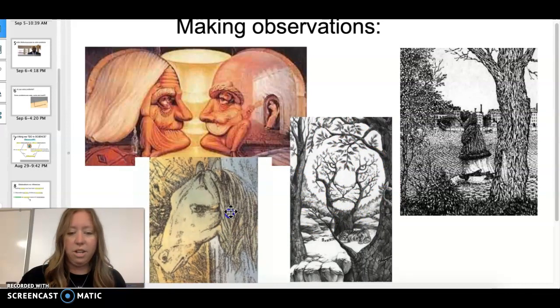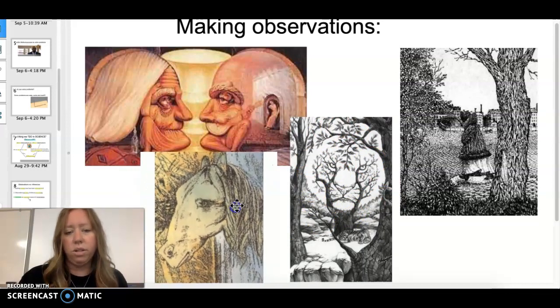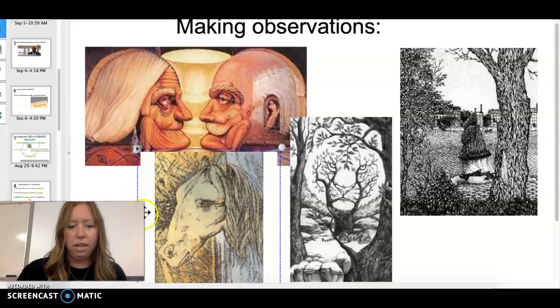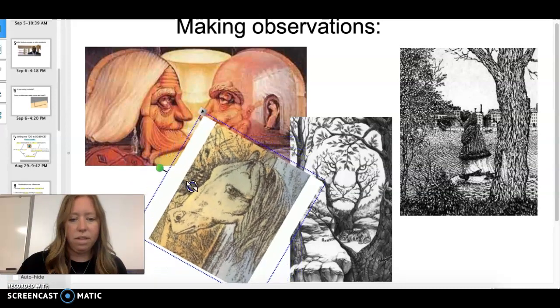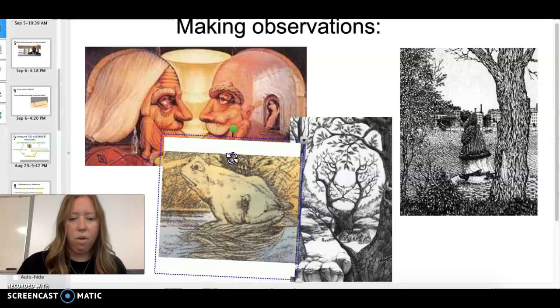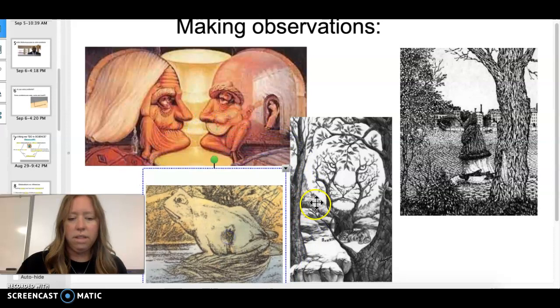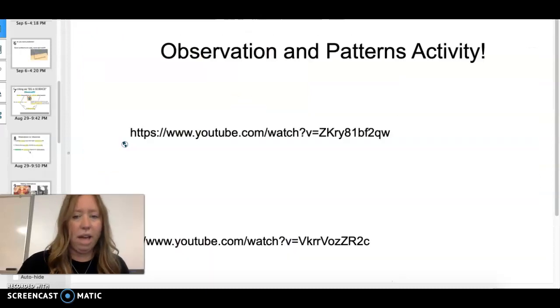And then this one down here is one of my favorites. This looks like a horse, right? But I also can see a frog. Isn't that interesting? Can you see the frog there? So it's our perception too, and that's another whole conversation we'll have.